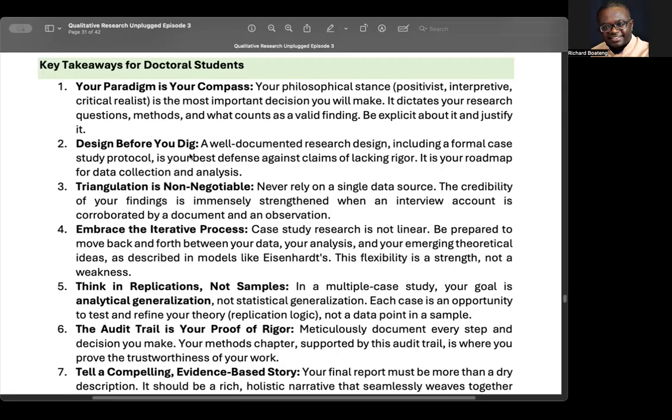Your paradigm is your compass. That philosophical stance, it's arguably the most important decision you'll make. It dictates your questions, your methods, what you even count as a valid finding. You absolutely have to be explicit about it in your thesis and justify your choice.